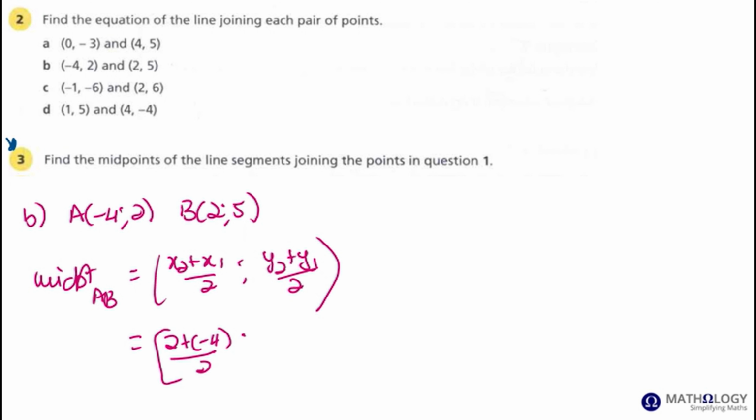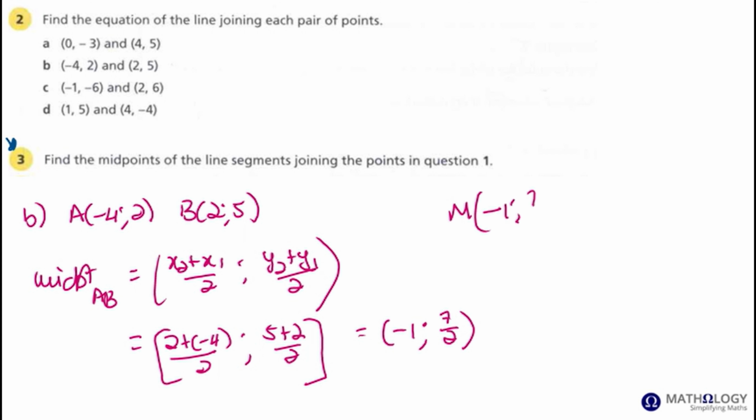over 2. And then 5 plus 2 over 2. 2 minus 4 is minus 2. Minus 2 divided by 2 is minus 1. 5 plus 2 is 7. 7 over 2. Again, we are not writing this as 3.5. We're leaving it as a fraction. So the midpoint is M (-1, 7/2).